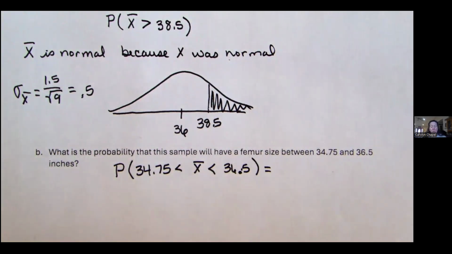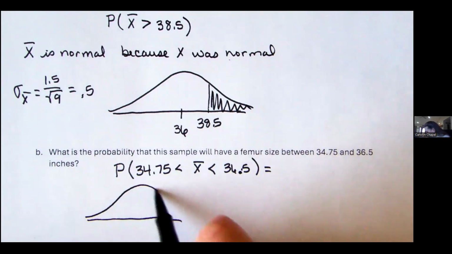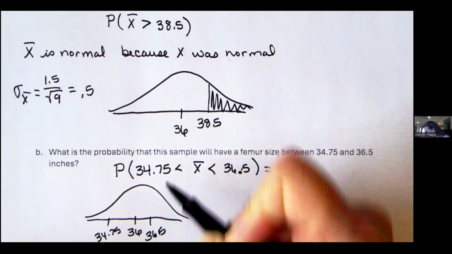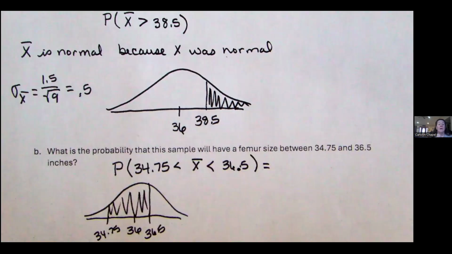So I'm going to draw a quick picture here. 36 is here, 34.75 is down here, 36.5 is probably closer to 36, but I need to get the numbers in there, so it's a little bit not accurate, but again, my pictures are for reference only. And we're going to go back to SALT to get our values.